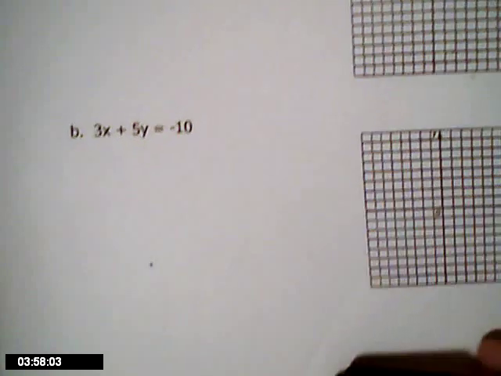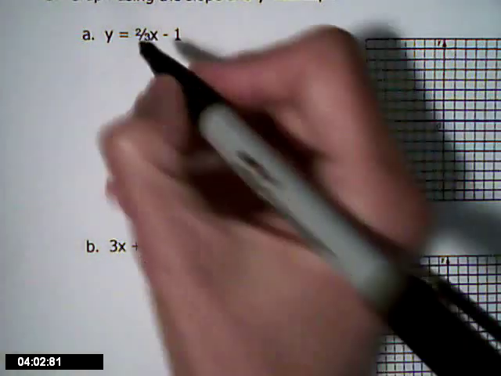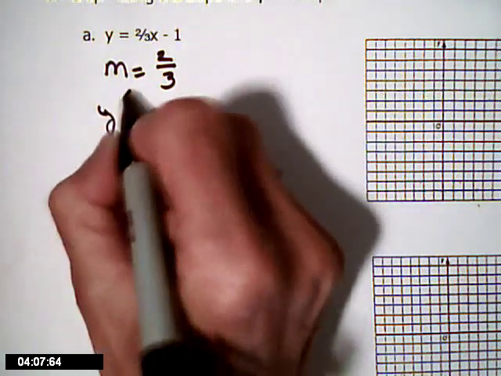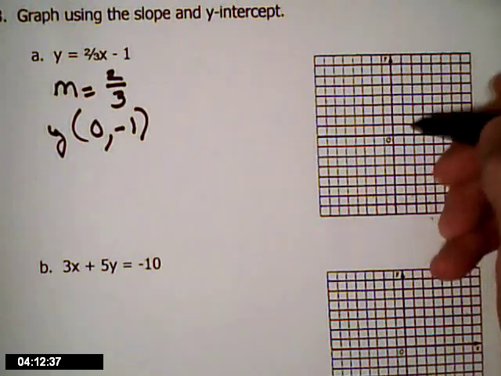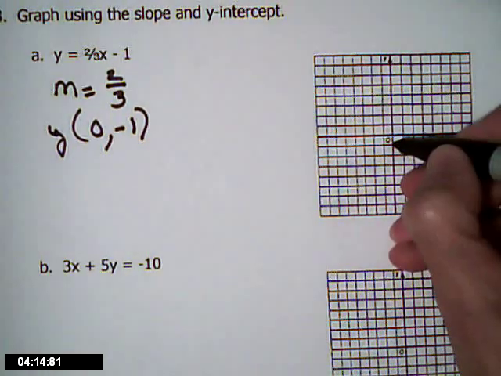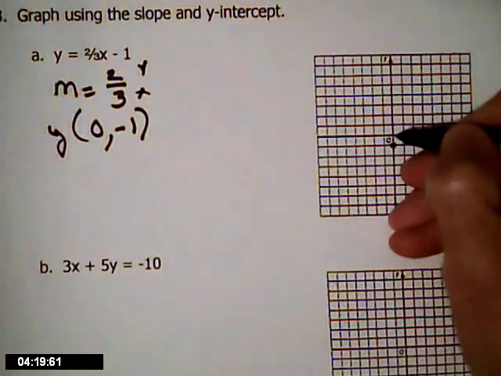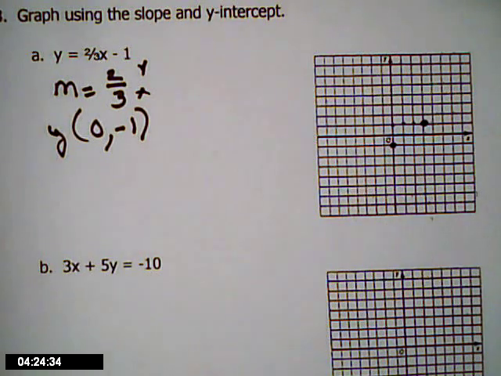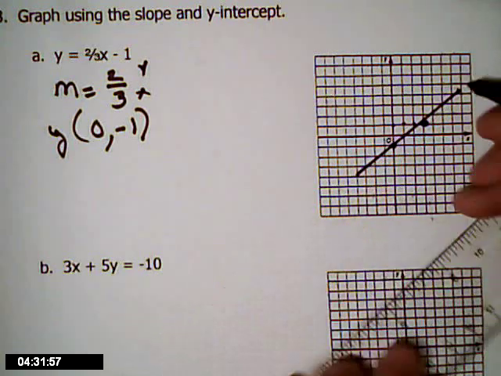Next, it asks us to graph the equation by using the slope and the y-intercept. The slope here is 2/3. The y-intercept, remember, is the number on the end written as an ordered pair. So first you're going to put your y-intercept, that's 0, -1, and then remember you're going to count y over x. So up 2, right 3. Then you will take your straight edge and you will form a line.